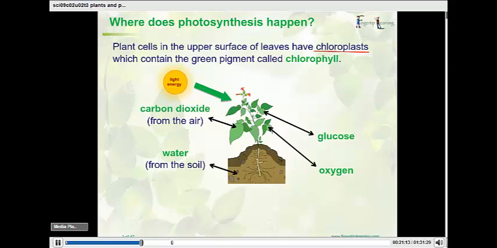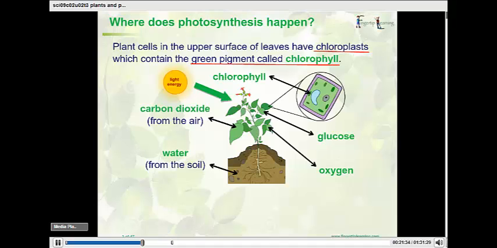They are small, circular pigments called chloroplasts, and they help in trapping the light energy. Do you see these tiny chloroplasts here?